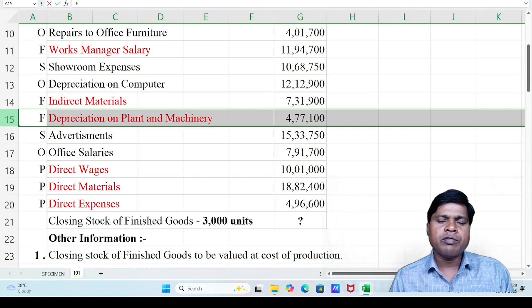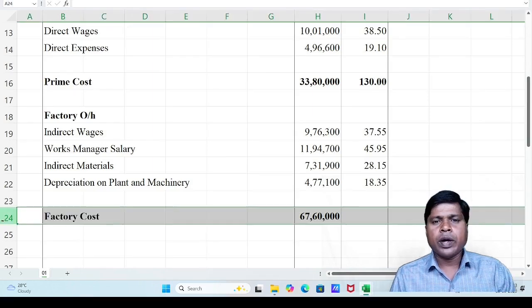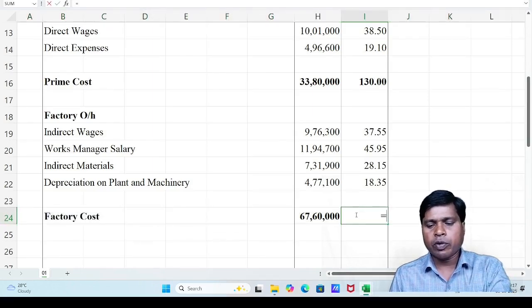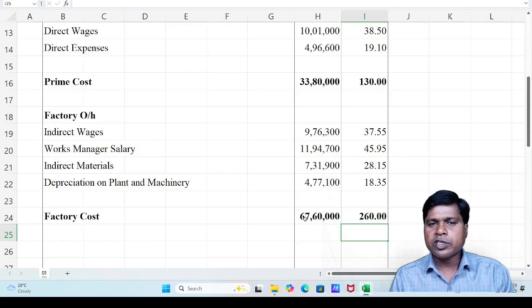It means after the last item we can take total of prime cost plus all factory overheads: 67,60,000. This is factory cost, or we can record there manufacturing cost or work cost. Calculate per unit factory cost: divided by 26,000 number of units, 260 per unit factory cost.